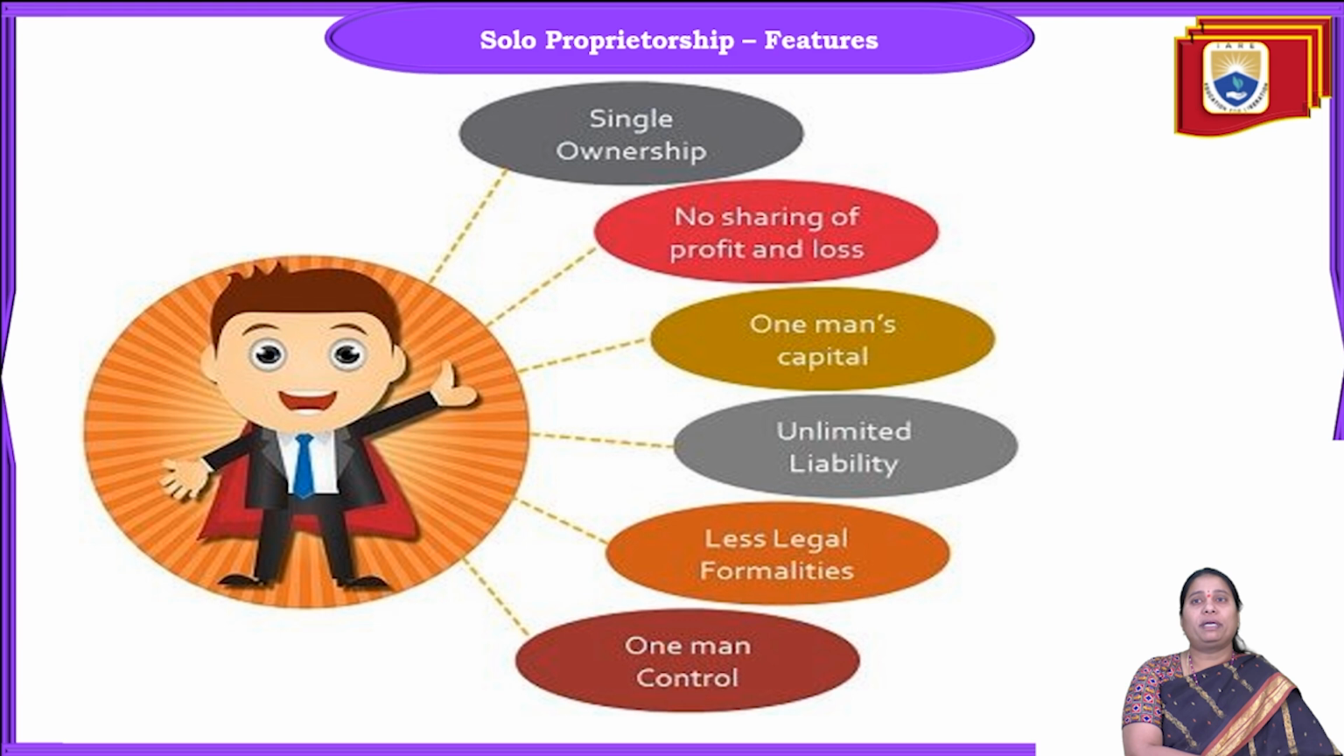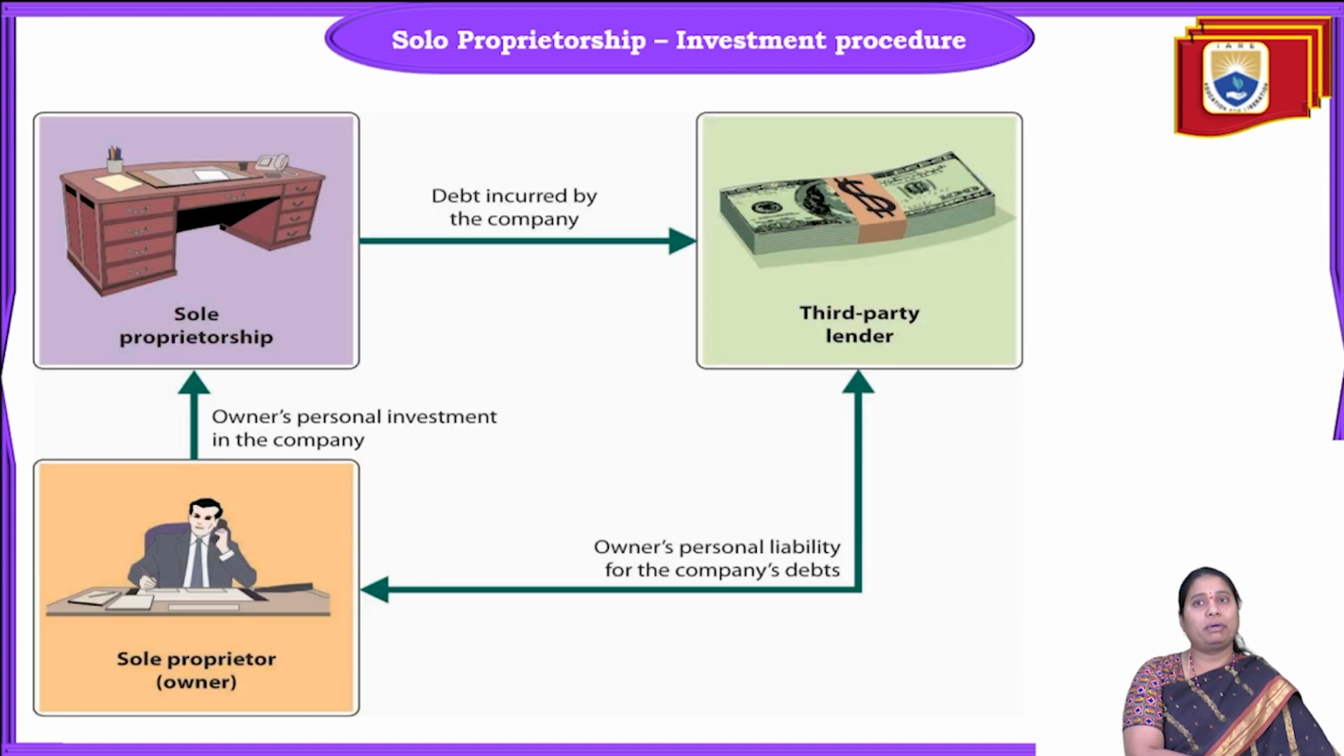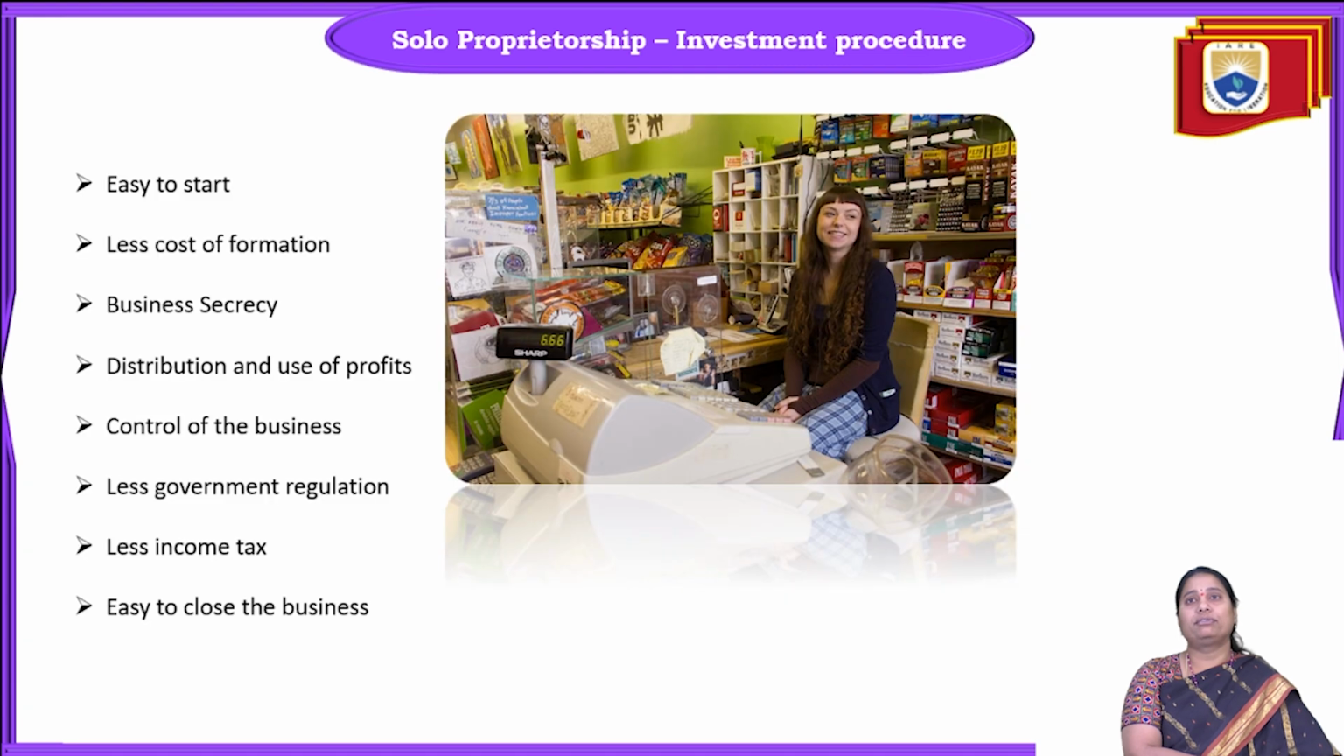The features of the solo proprietorship: single owner, no sharing of profits and losses, one man's capital, unlimited liability, fewer legal formalities, one man control. The solo proprietor may invest his own properties, his own investments, and whatever amount he can get from a third party, based on the name of that person only they will give. The advantages are: easy to start, less control of formation, business secrecy, distribution and use of the profits, control of the business, less government regulation, less income tax, easy to close the business.